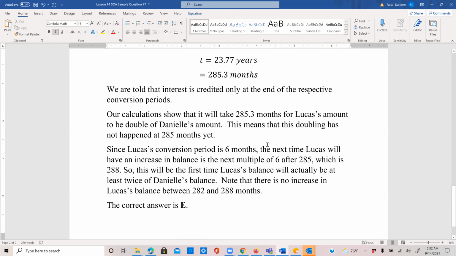With the given condition, since it doesn't happen at 282, and it happens at every valid time after 285.3, the next valid time after 282 is 288, which is bigger than 285.3. So at 288, his balance is at least double. In fact, it would be more than double by that time, but that's the minimum number of months at which it will happen. So the correct answer is 288 months, and that was choice E.